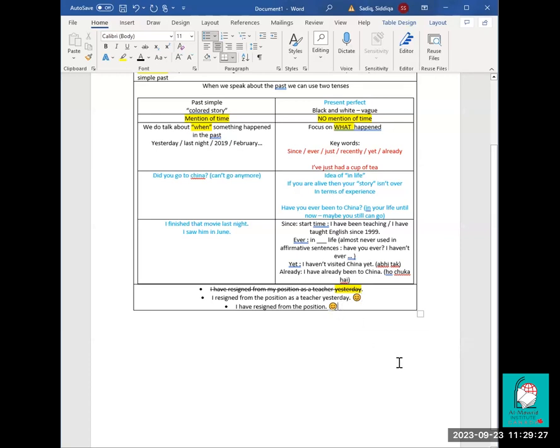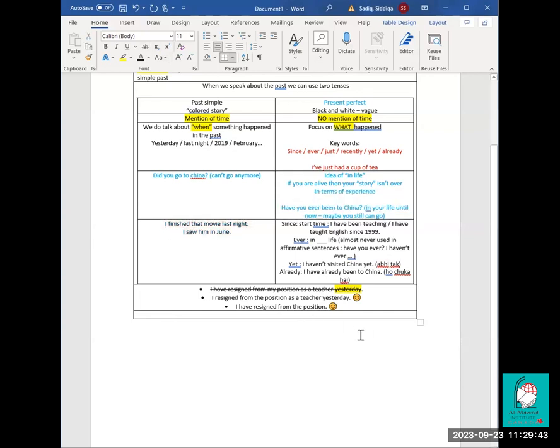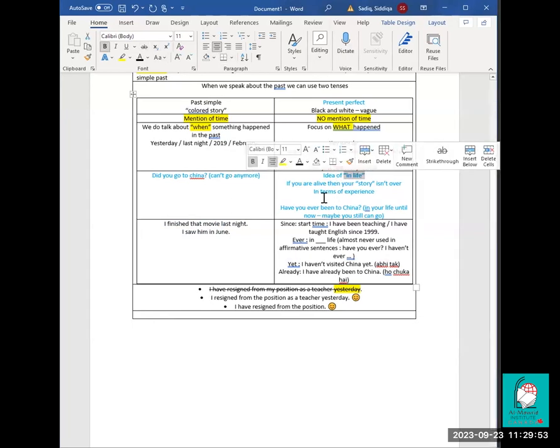Does anyone else have any question regarding this? Present perfect, simple past, the keywords I've mentioned, the blue box that I've mentioned. Please, Miss, can you describe the blue box? The blue box? Okay.